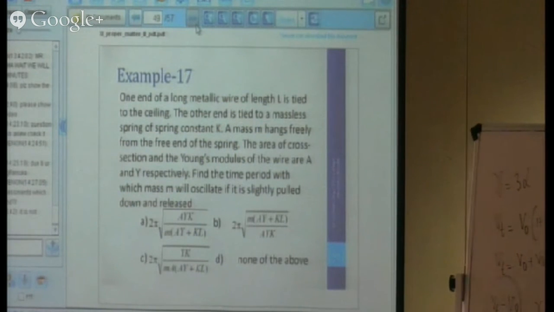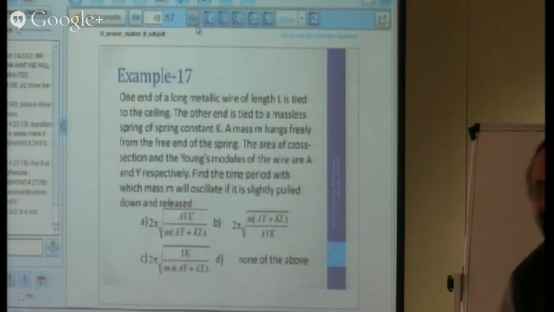Before attempting this question, one concept. This is again a mixed category where I have the properties of material mixed with simple harmonic motion. Do you remember, if I have a spring of spring constant K1 connected in series with another spring of spring constant K2, what is its equivalent spring constant? 1 by K equivalent is equal to 1 by K1 plus 1 by K2.